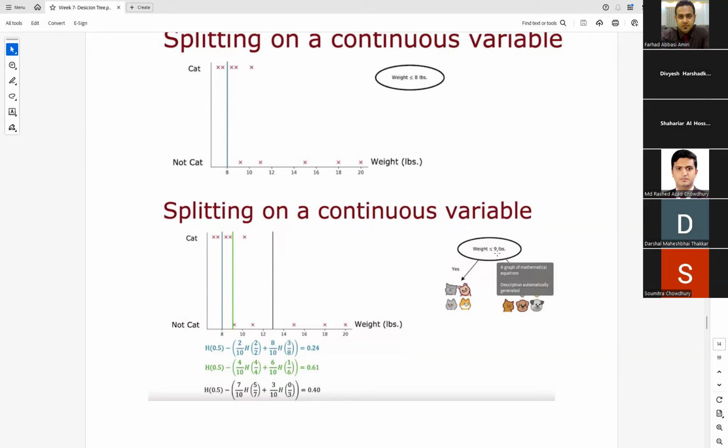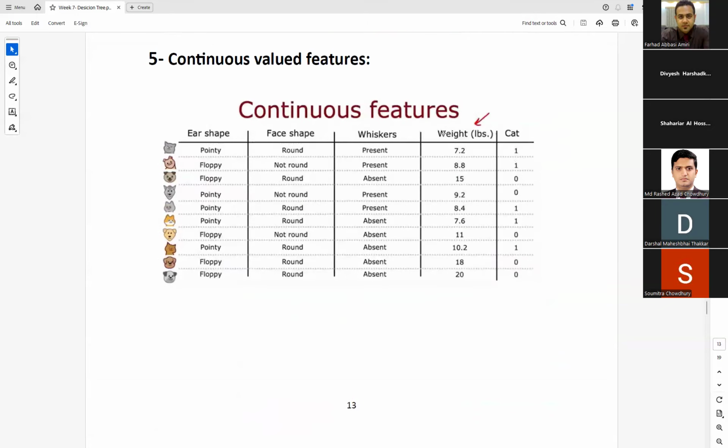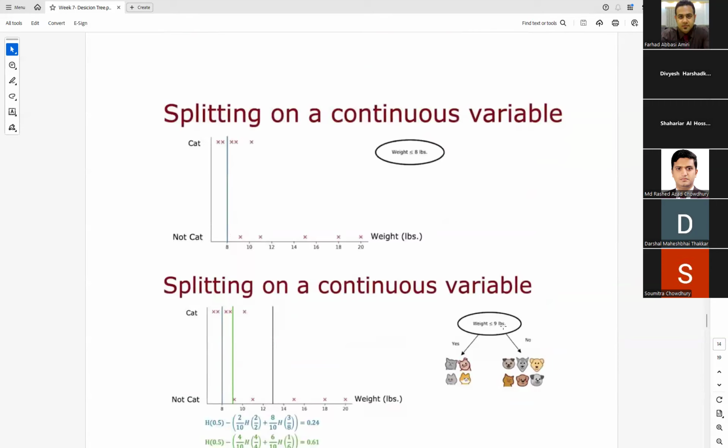9 pounds is my threshold, and then I can split the data on weight when the threshold is 9. All the data points which are less than 9 go to the left branch, whatever data points or animals whose weights are more than 9 go to the right branch. In this way, you can split the data points on weight, which has continuous numerical values, right?